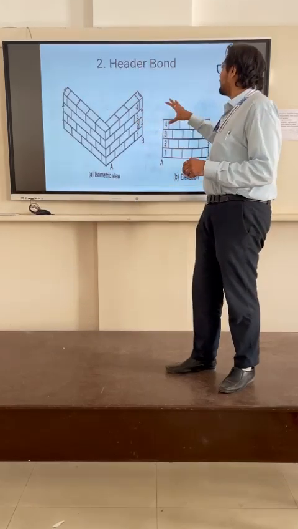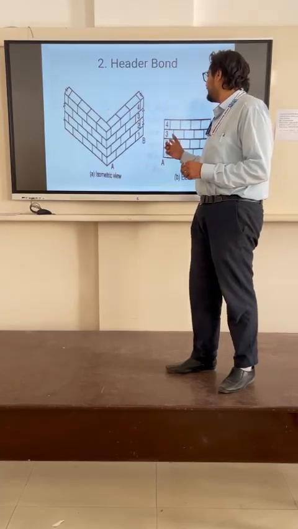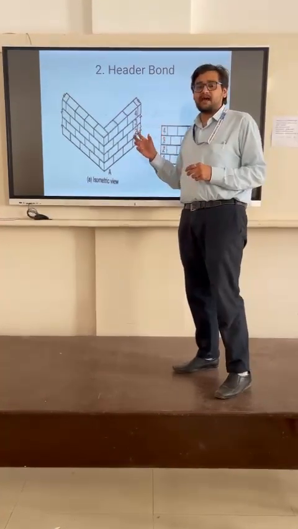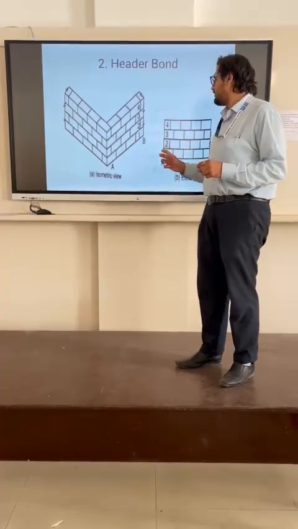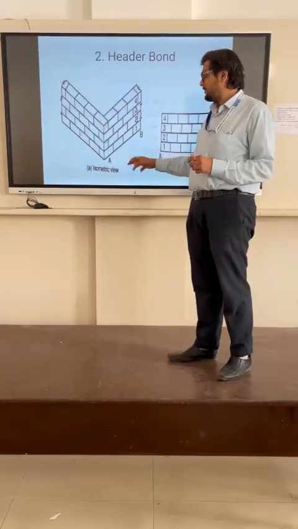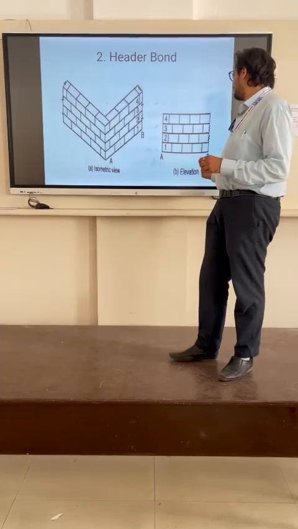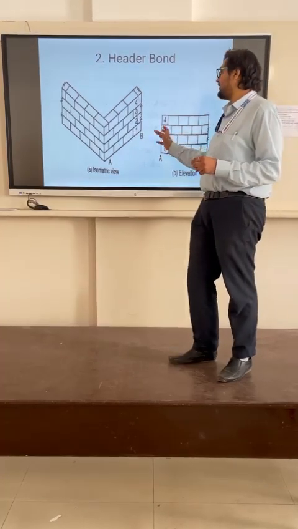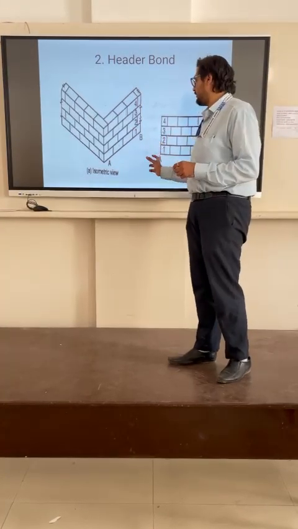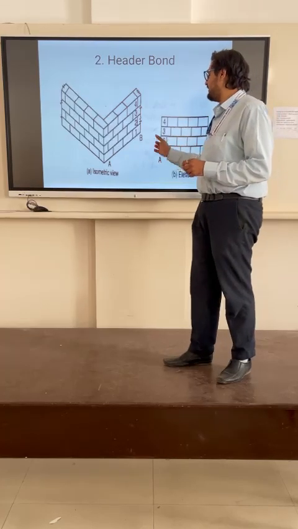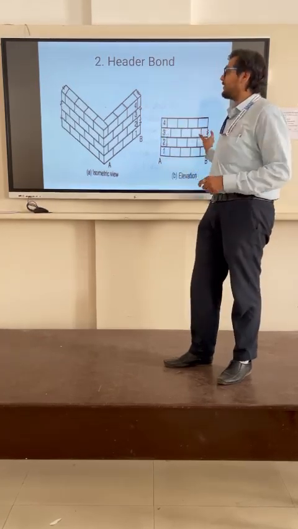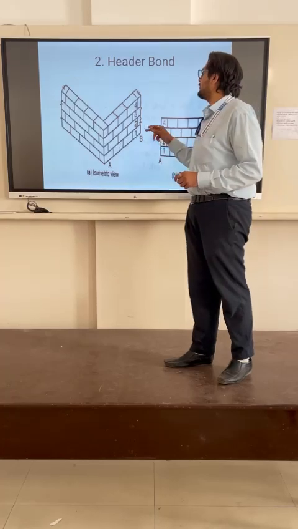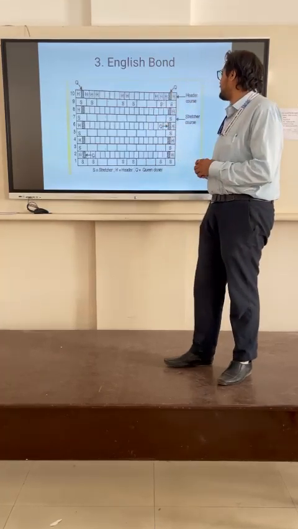These are the header bond. In this bond, the bricks are placed perpendicular to the side of the wall. This is the isometric view, and this is the elevation. Here bricks are placed one over the other as a horizontal layer. Basically this is an English bond.